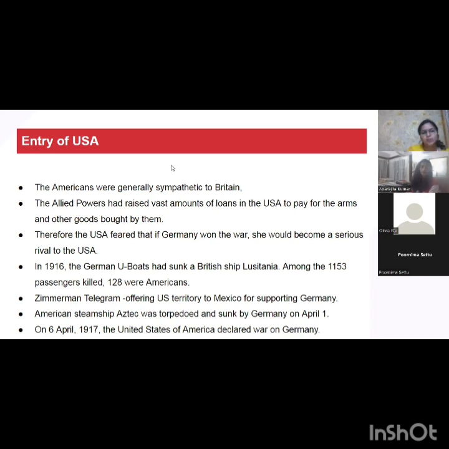So as a result, the American president Woodrow Wilson, initially he was like, we will be neutral, we will be just making money. Our only motive will be to earn money and to develop America. That was the initial intention.